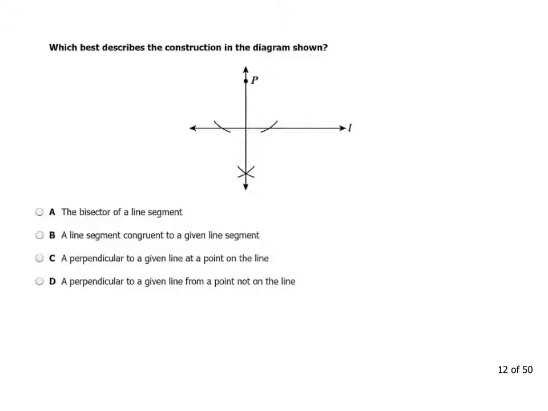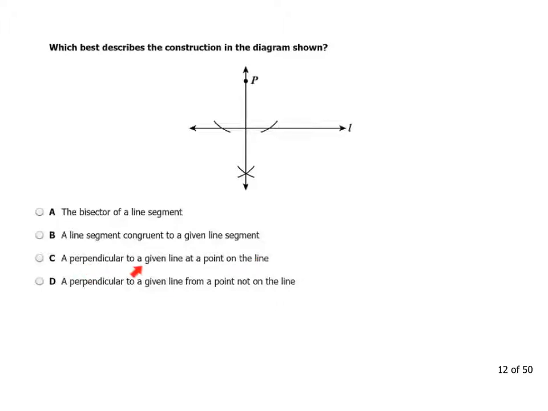Okay, here's one of your construction problems. It says which best describes the construction in a diagram. So let's just take a look at it. We got line L here, and then there's a point here. This is not line P, it's point P. So the bisector of a line segment, it's not a bisector because bi means it's split into 2 congruent parts. So that's definitely not it. A line segment congruent to a given line segment. This one, they're trying to say, is this one the same measure as this one? Well, if the arrows keep going, we can't measure it. So this one says a perpendicular to a given line at a point that is on the line.